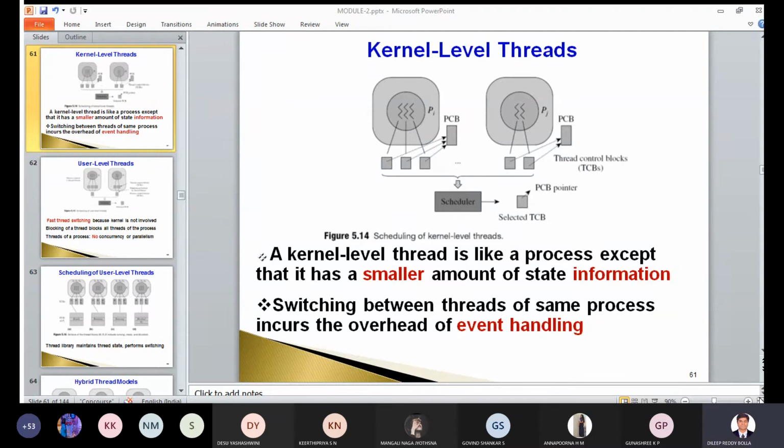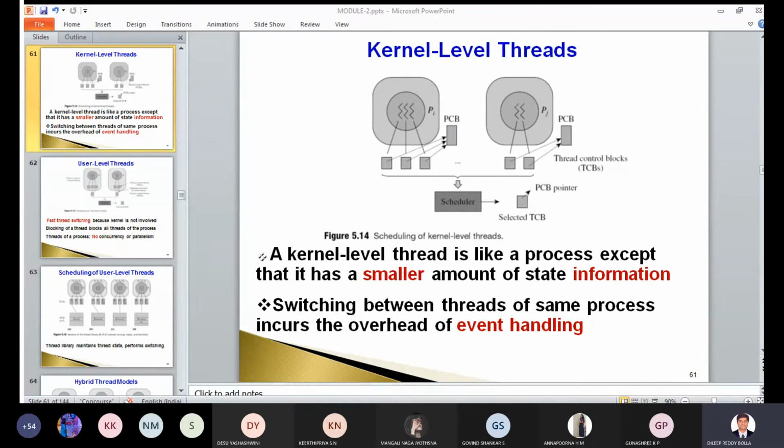We are switching between the threads, correct? As we are switching between the threads, it is being done by the kernel. So there is some overhead for the kernel. Before, the kernel was free. Now we are switching from one thread to another thread, and the kernel is going to do it because we are doing this kernel based, correct?